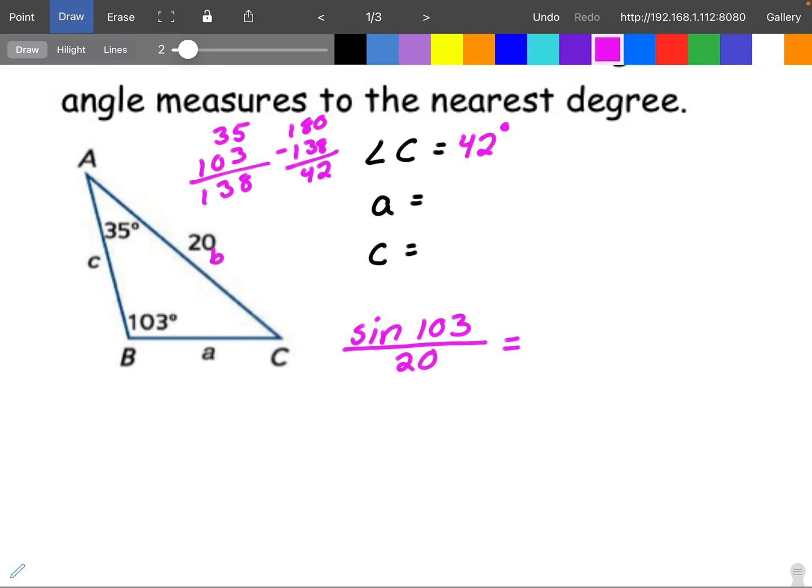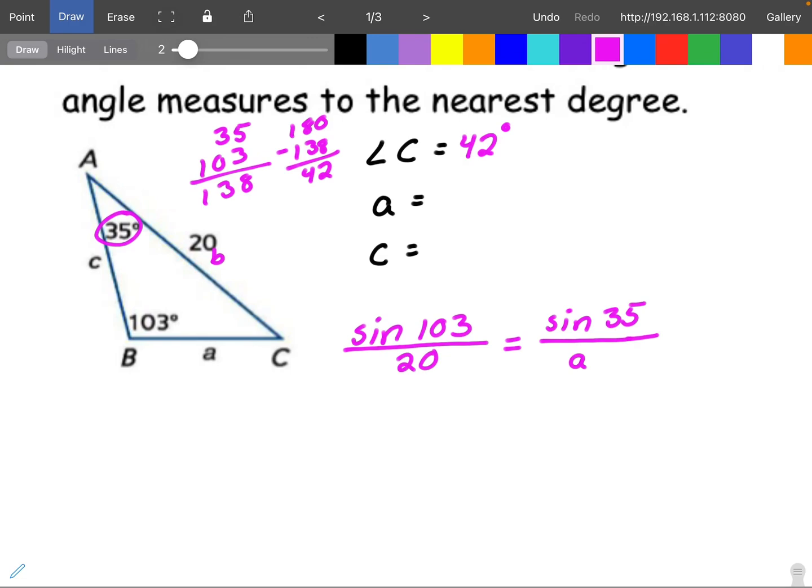Then I'm going to set that equal to, well, the next thing I want to do is decide, okay, do I want to find A or C first? Well, A is the next thing in my list, so let's find A. Well, I know that little a should go on the bottom because the angles are always on top, the side lengths on the bottom. So little a should be on the bottom. Therefore, on the top, I should have sine of angle A, and angle A is 35 degrees.